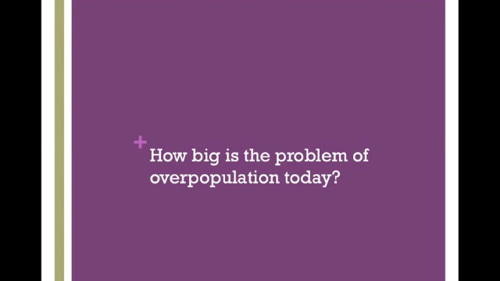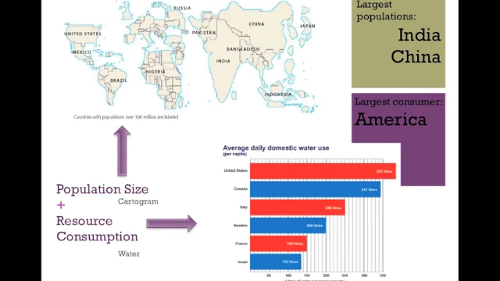How big is the problem of overpopulation today? To see how big of a problem the growing population is today, we first need to look at how many people there are on Earth today. As you can see from the cartograph, the countries with the largest populations are China and India.